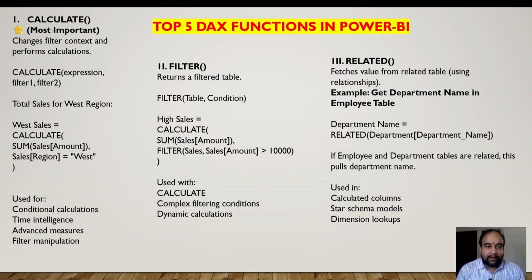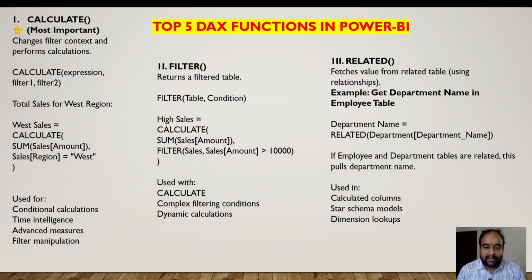So what is an example of the CALCULATE function? If I want to calculate total sales for the West region, what is the DAX? We can write CALCULATE(SUM(Sales[Amount]), Sales[Region] = "West"). What is the filter part here? Sales region equal to West. The CALCULATE function is used for conditional calculations, time intelligence calculations, advanced measures, and filter manipulation.